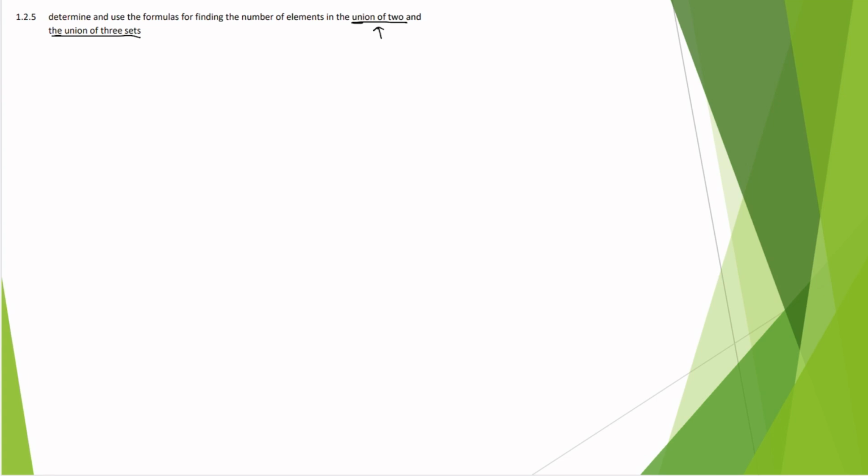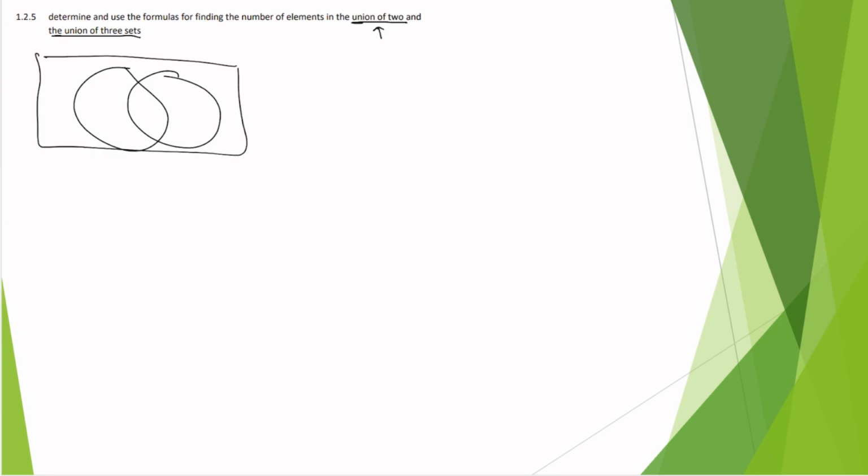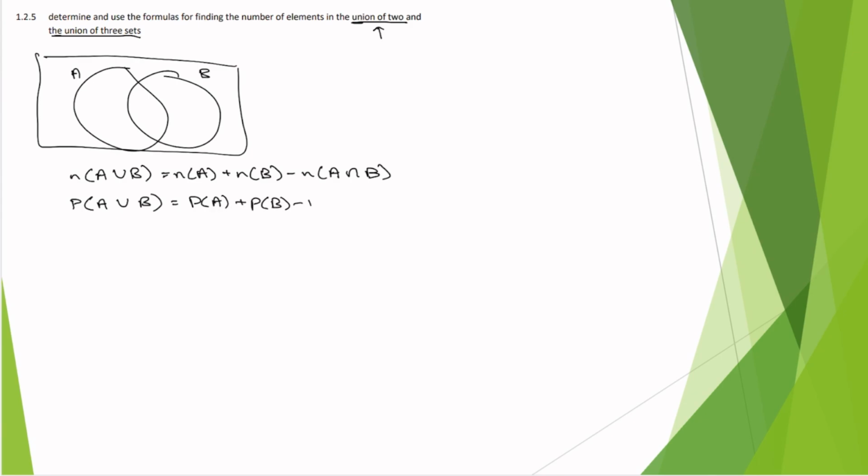essentially, we have our two events here, and we can represent those with A and B. And what the inclusion-exclusion principle says is that the number of elements in A or B is equal to the number of elements in A plus the number of elements in B minus the number of elements in A intersect B. I can also equally write that as the probability of A union B is equal to the probability of A plus the probability of B minus the probability of A intersect B.